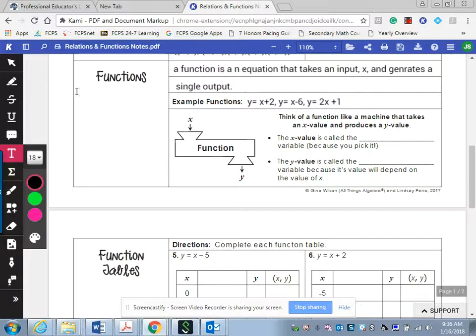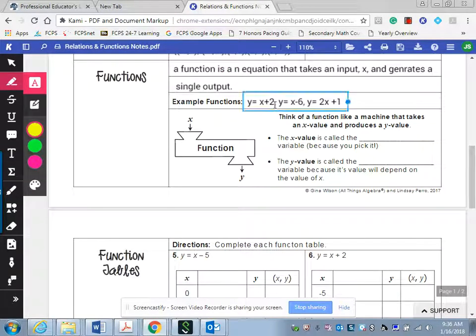So if we look at this first one, y equals x plus 2, if I make x 1, then y has to be 3. If I make x 0, then y has to be 2. If I make x 3, then y has to be 5, and so on and so forth. So that's all we're going to be doing, okay?